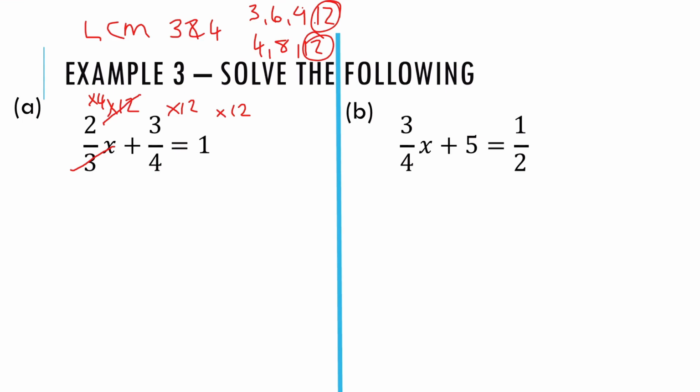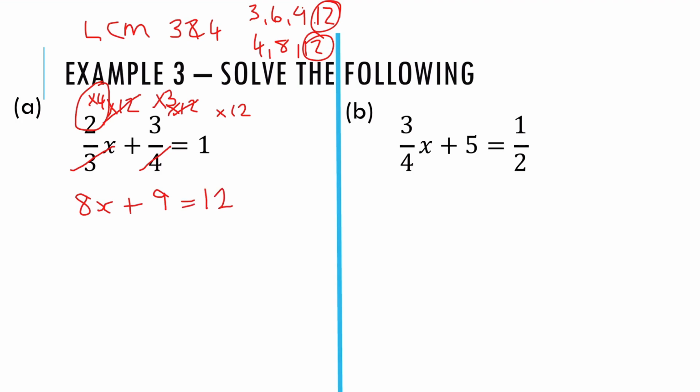I can do the same with the other fraction. 12 is divisible by 4. 4 goes into 12 3 times, so I can change that to a times 3. And I've got no fraction to cancel down on the right hand side, so I just need to times the 1 by 12. So now I've got 2 times 4, which is 8x, plus 3 times 3 is 9, equals 1 times 12 is 12.